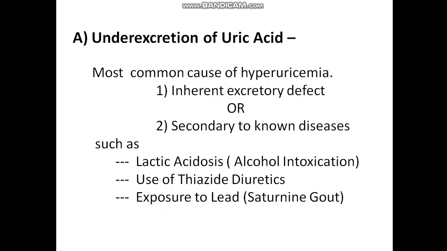Now coming to the under excretion of uric acid. From kidney, it is excreted in less amount. That is why the level of uric acid increases in the blood. And this is the most common cause of hyperuricemia. It may be due to two reasons. Number one, inherent excretory defect, or number two, secondary to known diseases.